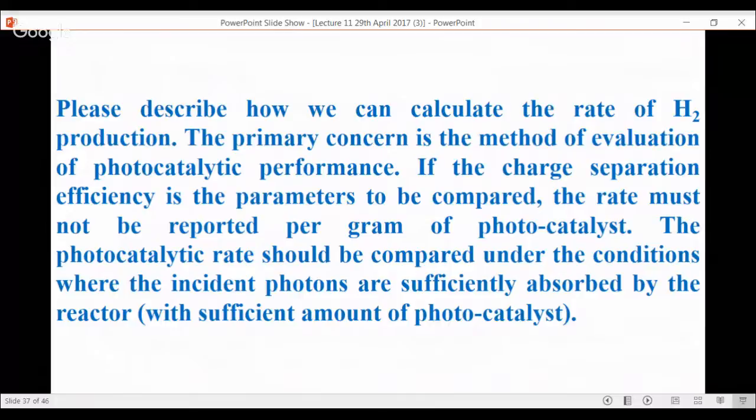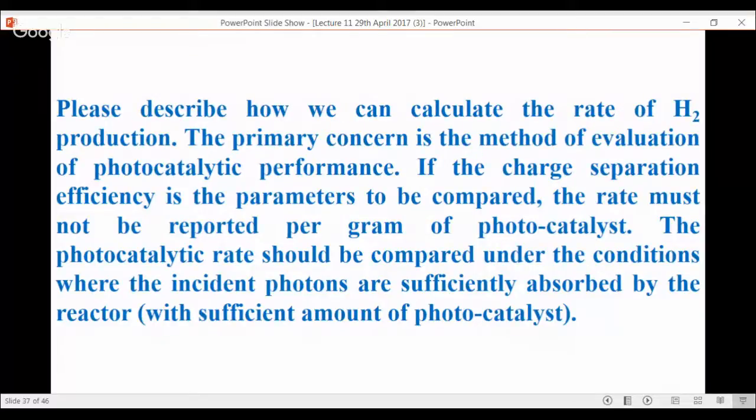If the charge separation efficiency is the parameter to be compared, the rate must not be reported per gram of the catalyst. Okay, I will come to this. We will discuss this. The photocatalytic rate should be compared under conditions where the incident photons are sufficiently absorbed by the reactor with a sufficient amount of photocatalyst. So this is the question that she is asking. So we will be answering this question today.